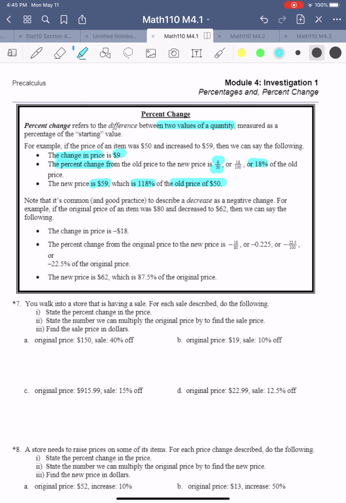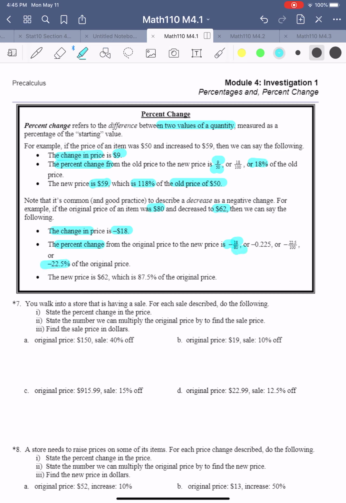Note that it is common and good practice to describe a decrease as a negative change. For the following example, the original price of the item was $80 and becomes $62, meaning a decrease. Then the change in price is going to be negative, because you take the original away from the new price. And then the percent change is also negative, about 18%, which is how much the decrease is out of the original, which is 80.